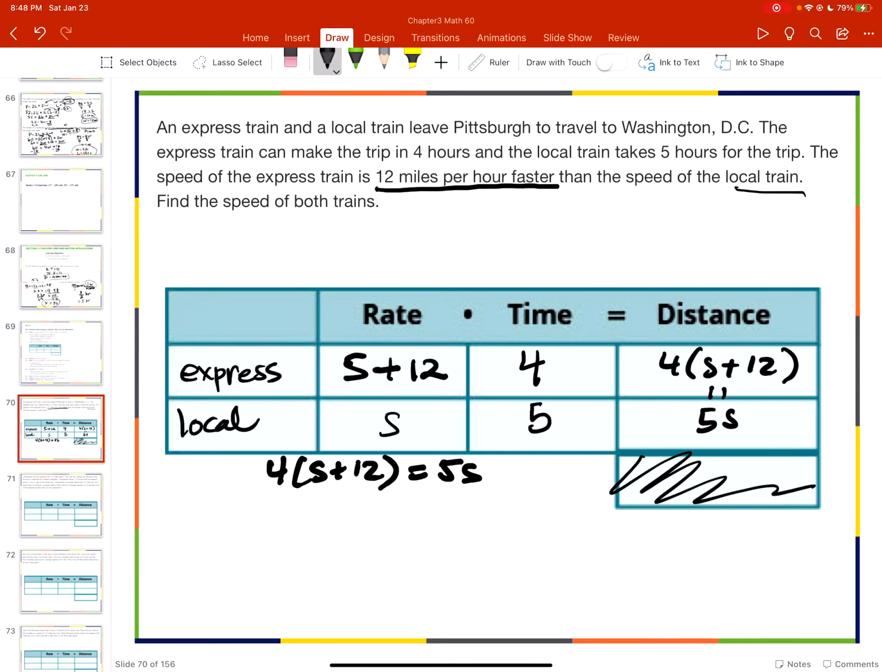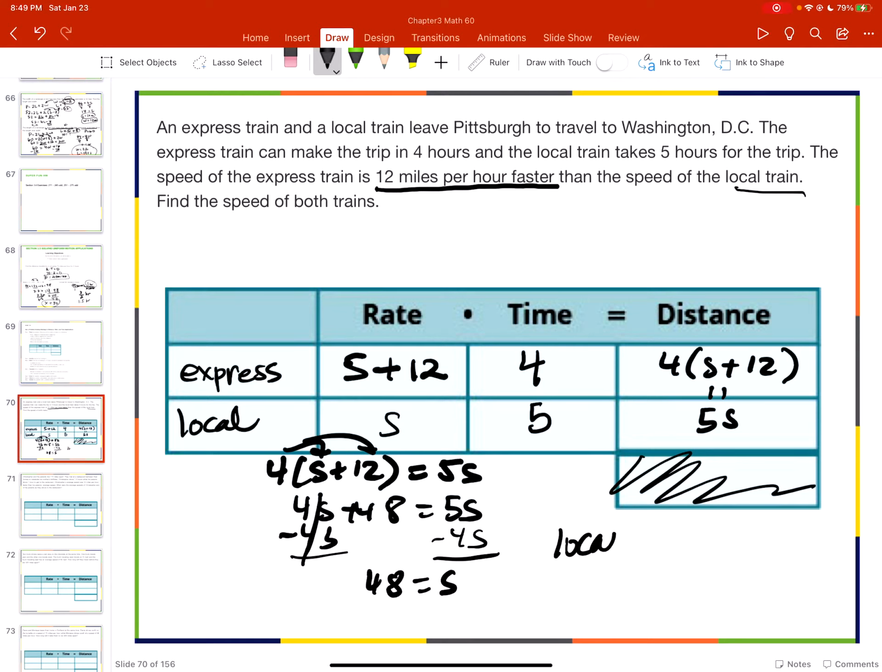And then we solve for s. Distributing the 4, we get 4s plus 48 is equal to 5s. And then minus 4s on both sides, and we get 48 is equal to s. So that means that the local train is 48 miles per hour, and the express train is 12 more than that. So that's going to be 60 miles per hour.